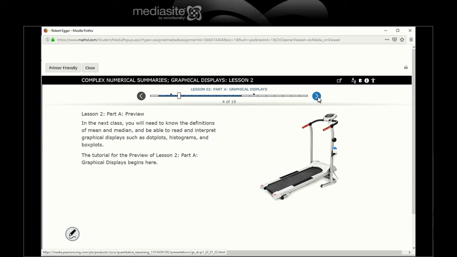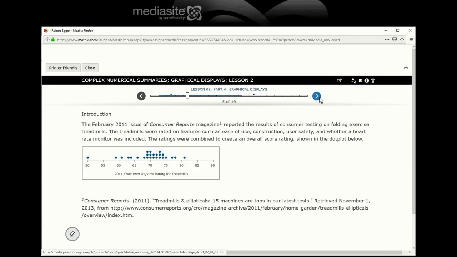Again, as I said, in this class you'll need to know the definitions of the mean and median and be able to read and interpret what's meant by dot plots, histograms, and box plots, which are graphical displays of data. In fact, here's a dot plot. Pretty descriptive: it's a bunch of dots plotted. But each of these dots means something.